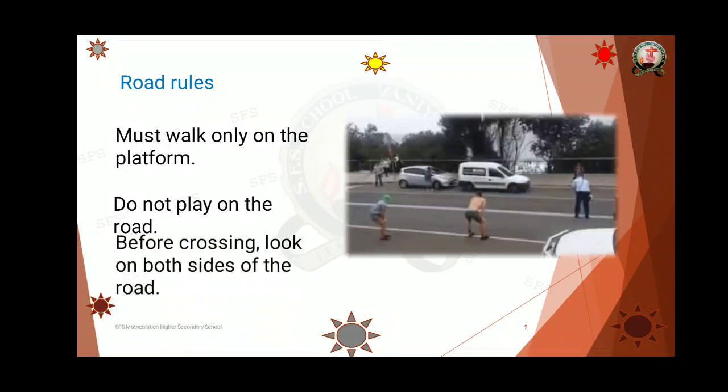Yes. Before crossing, look on both sides of the road. This is what I told. You have to see both the sides, because if it is one way, we can see one side from where the vehicle is coming, but if it is a normal road, you have to see both the sides.